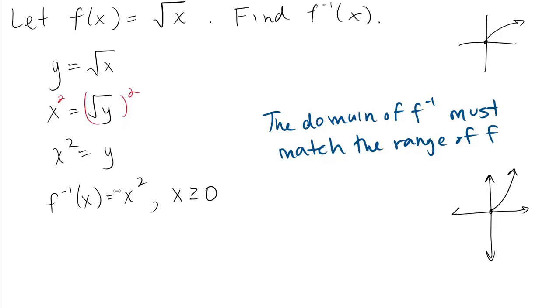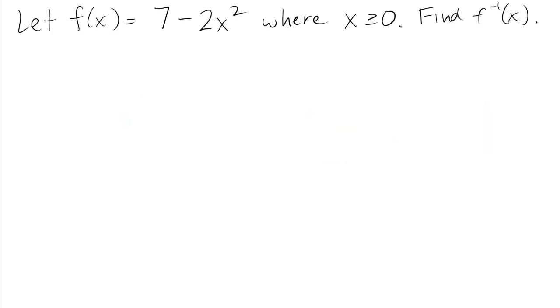So this leads into the topic of finding the inverses of pieces of functions that are otherwise not 1 to 1. Let's do a similar example. Let f of x be the function 7 minus 2x squared where x is greater than or equal to 0. Find f inverse of x. Why do we have this restriction on the variable? Well, if we look at the graph of 7 minus 2x squared, we should know what that looks like. That's a parabola which has been reflected over the x-axis, stretched by a factor of 2, and then shifted up 7 units.